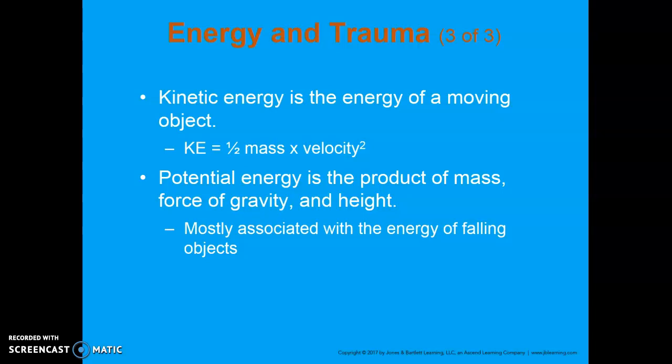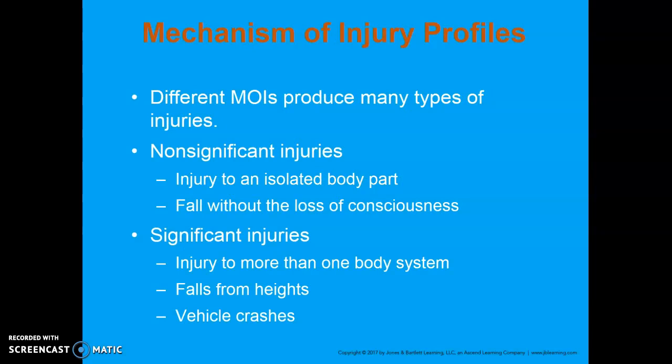Potential energy is associated with the product of mass, force of gravity, and the height. This is mostly associated with energy of objects that are falling. Mechanism of injury profiles. Different mechanisms produce many different types of injuries. You have non-significant MOIs, which pretty much cause injury to a specific isolated body part or a fall without a loss of consciousness. Not really something that we're going to worry about.